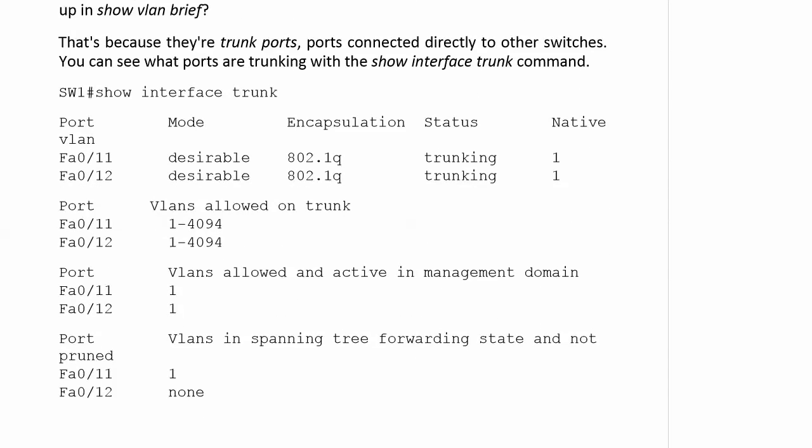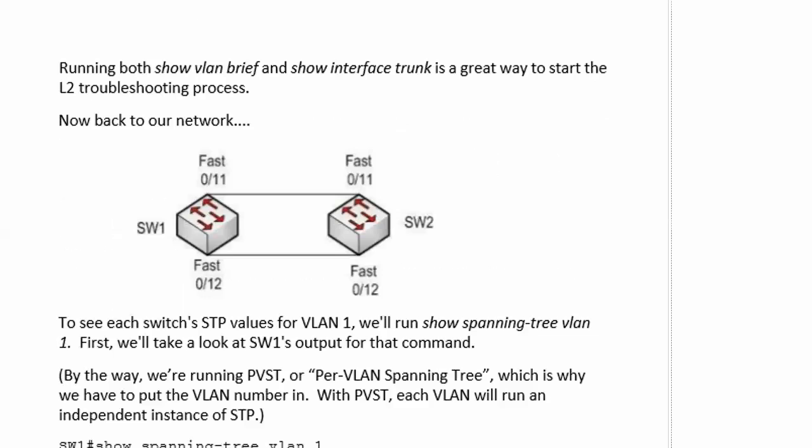Because when you make a port a trunk port, it's a member of all VLANs. That's what a trunk port is, where an access port is only going to be in one VLAN. You see your access ports and your access port VLAN membership with show VLAN brief, then you run show interface trunk and see your trunk ports and what's going on there. So we knew that our trunks were up and running at that point.